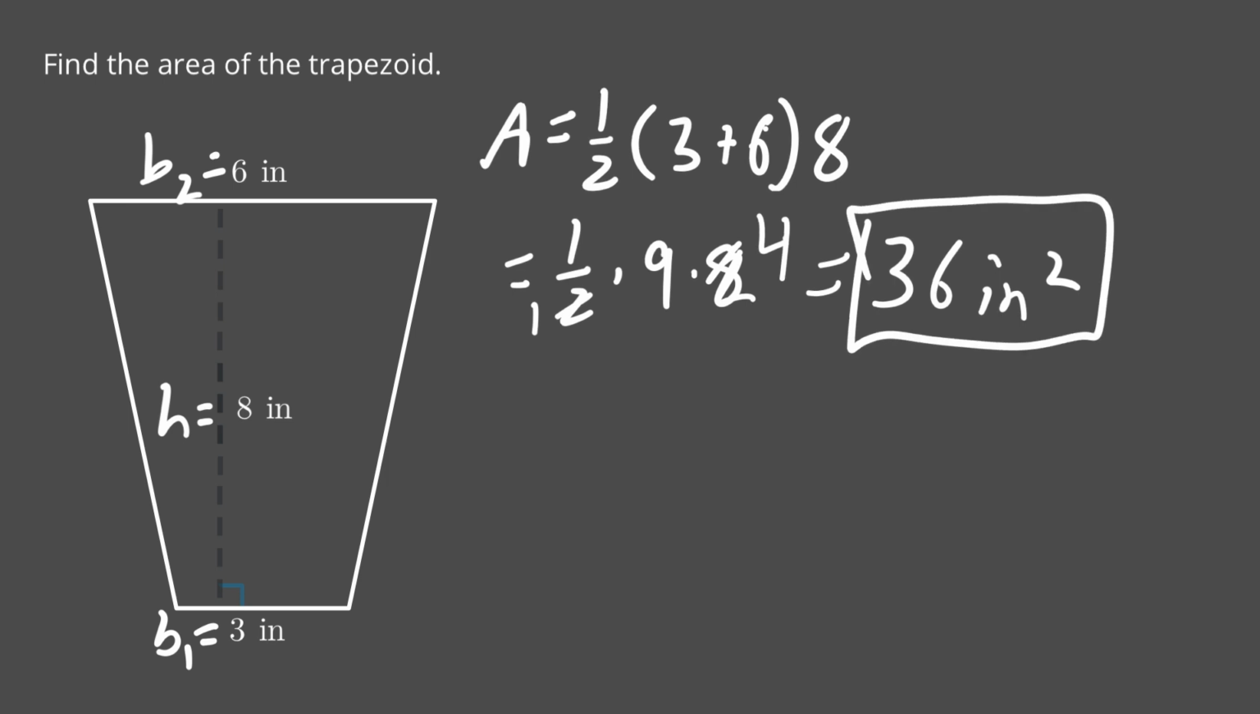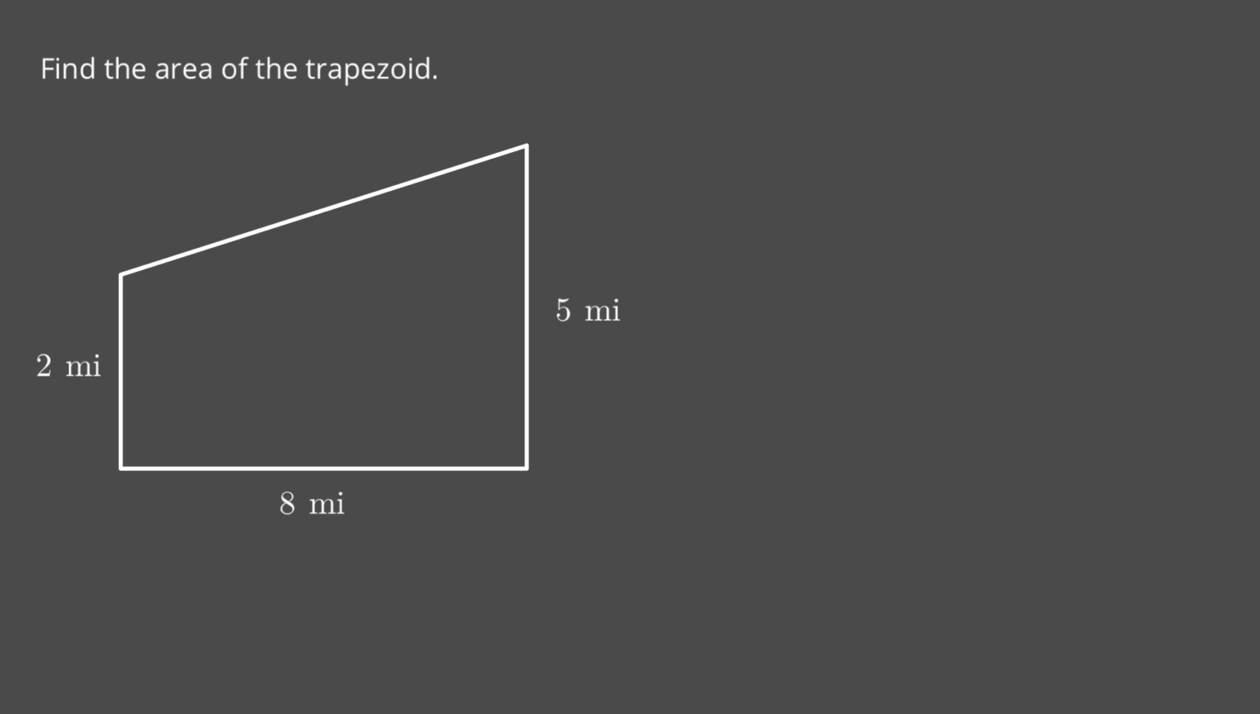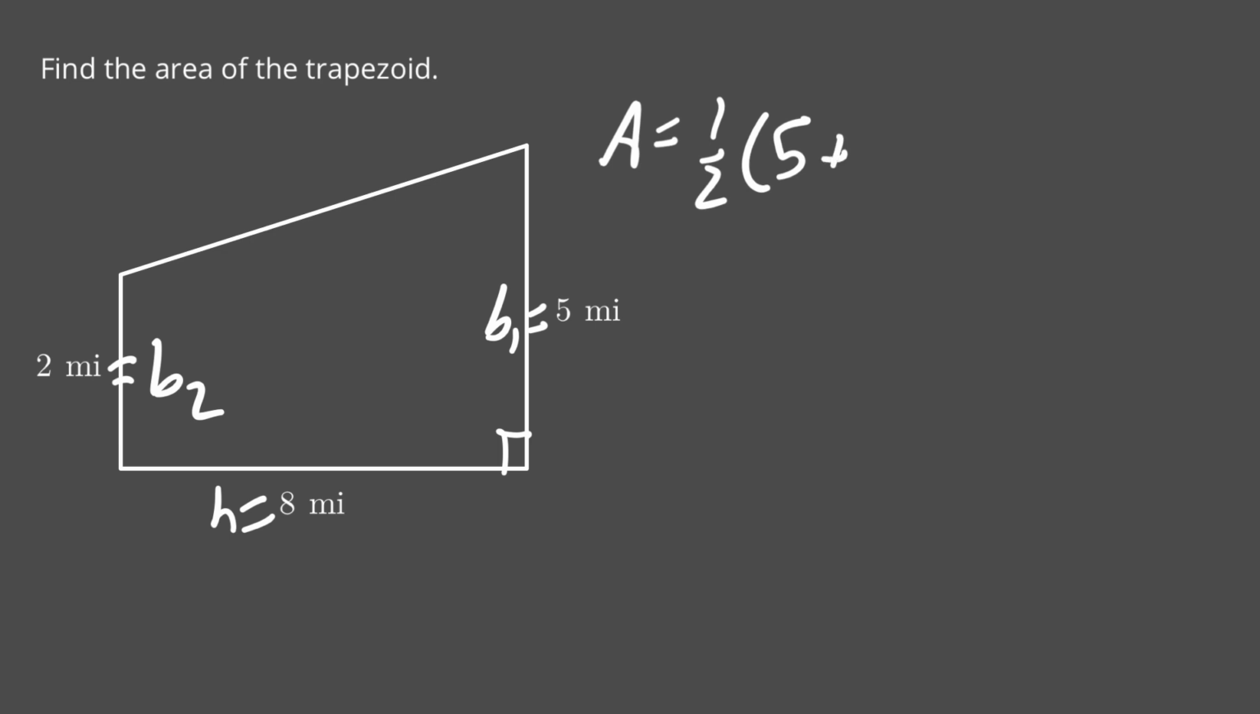All right, and one final example. Again, I recommend you pause this video and give this a try on your own. Let's start by identifying our bases. Our base 1 is here, and 2 miles is base 2, and then our height is actually on the bottom. As a reminder, we know this because they are perpendicular and the bases are parallel to each other. Plugging into our formula, area is equal to 1/2, adding the bases together of 5 plus 2 times the height of 8.